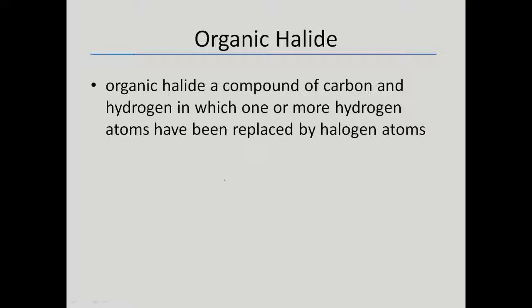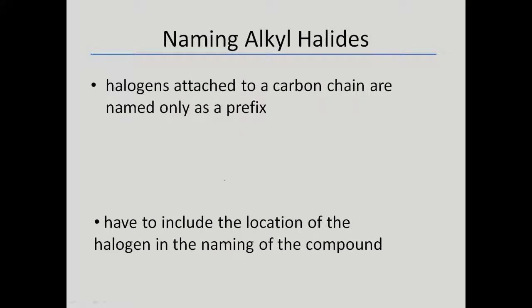Okay. Now, the first type that we're going to look at is what we call organic halides. In an organic halide, I take one of my hydrogens from my carbon chain and replace it with a halogen. My halogens can attach to my carbon chain at any point, but when we name them, they only go in the prefix, and we have to state their location.